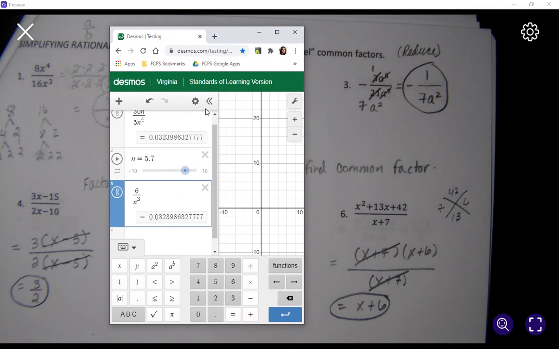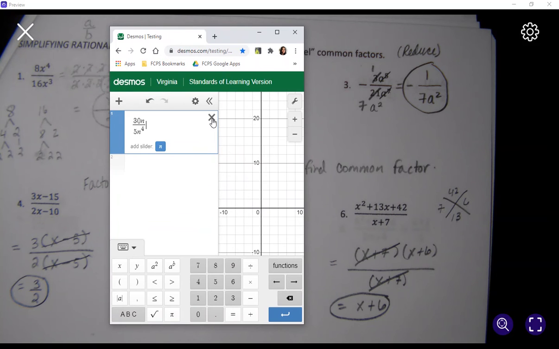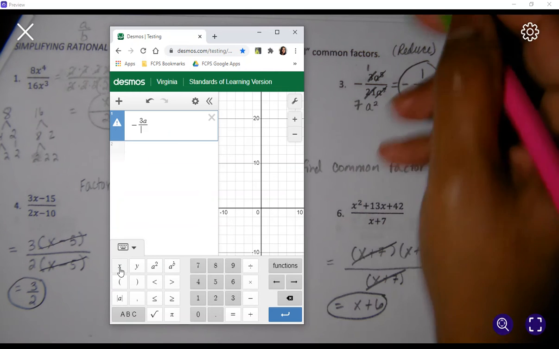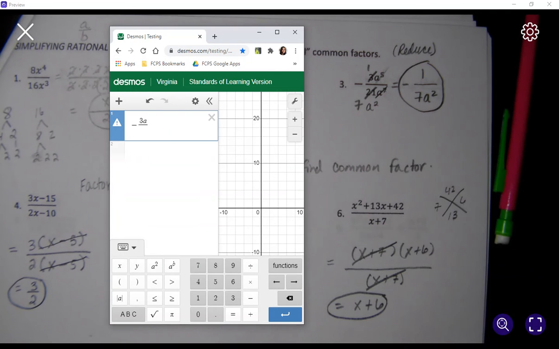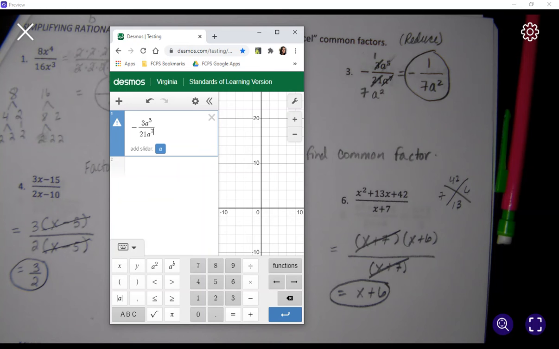Let me check this one. So that is a 3, I can't even read that, 3a, there's a negative, there's a division symbol, a to the fifth, sorry, I gotta erase this. Yeah, that's a 5, to the fifth over 21a to the seventh. And it's asking me to plug in a number.